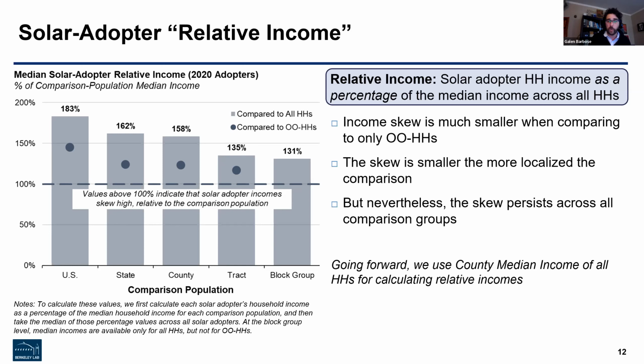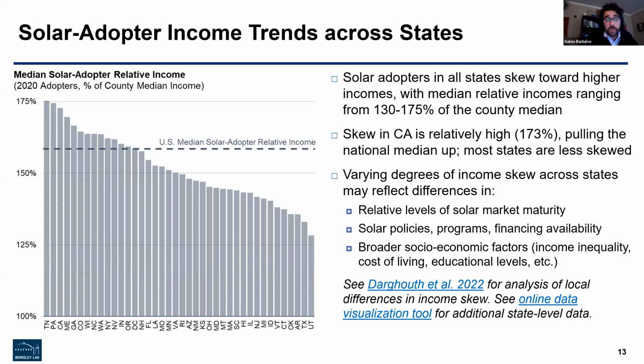Here we show relative income levels broken out by state from highest to lowest. And really the main message here, I think, is that all states skew high. And interestingly, actually, that skew is particularly high in California. And I think one hypothesis for that is that home prices, home ownership costs in California are uniquely high, which further exacerbates some of the income bias that we otherwise would see.